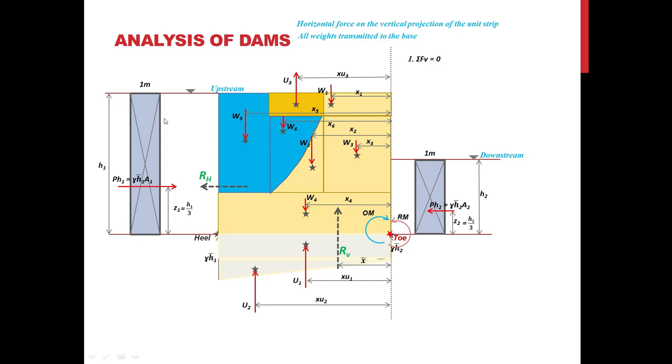Now that we have labeled all necessary distances, forces, and notations, first we are going to perform equilibrium equations along the vertical direction. So summation of forces vertical is equal to 0. We sum all the vertical forces. RV is going upwards. All the weights are going downwards, denoted by negative, and the uplift forces will be upwards, denoted by positive. Therefore, the resultant force along the vertical is equal to the summation of weights less the summation of the uplift forces.